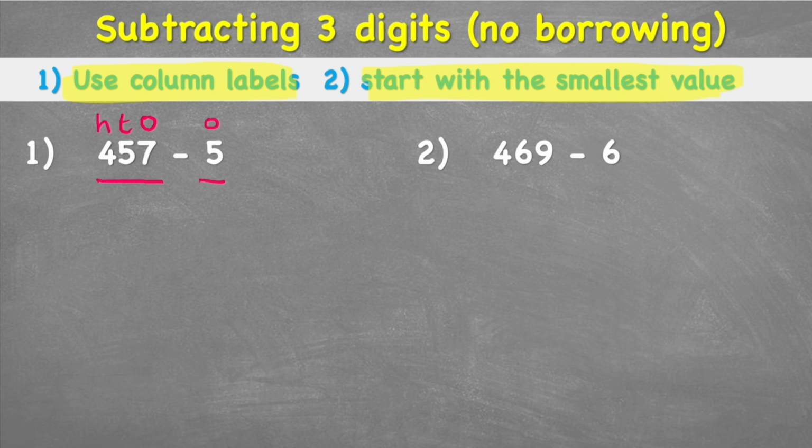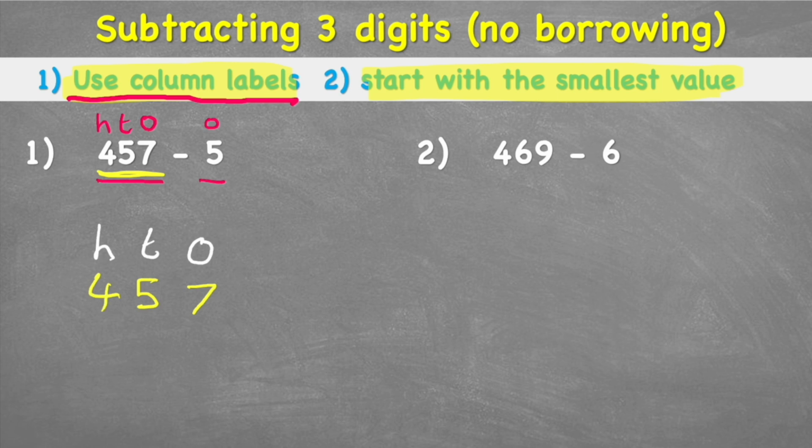So let's look back at our step 1. Step 1 said use column labels. So before I put my numbers in the columns, I'm going to put my column labels, 1s, 10s and hundreds. And now that should make it a lot easier to make sure I put the numbers in the correct place. So I have 457, which we said had 7 1s, so I'll put my 7 in the 1s column, 5 10s and 4 hundreds. And then my second number, the 5, only has a 5 in the 1s column and nothing in the 10s or the hundreds.